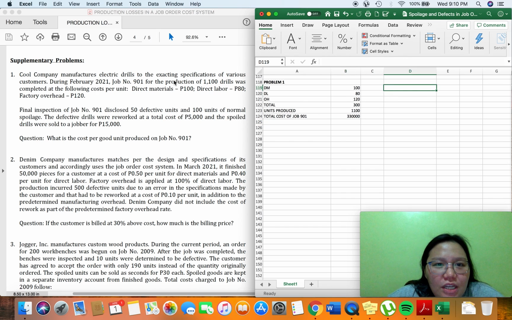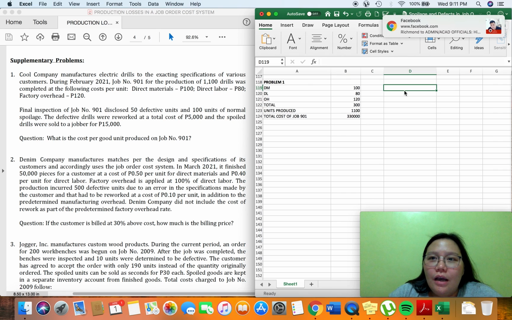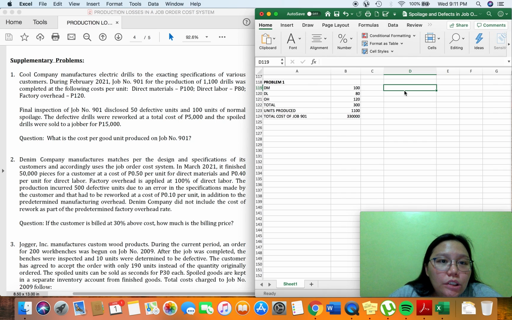So, sinabi kasi dyan that exacting specifications daw of various customers. So, basically, when you see the phrase exacting specification, it means that the customer is at fault, diba? Nagkaroon ng defect, nagkaroon ng spoilage because of the customer. So, because of that, the rework cost for the 50 defective units will be charged to job 901.